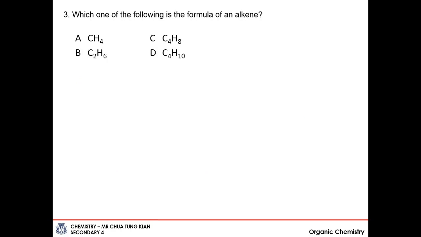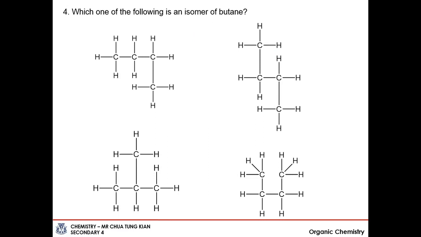Which one of the following is the formula of an alkene? CnH2n is the general formula. So if we look around, we only have one, and that is compound C, C4H8. Question number 4. Which one of the following is an isomer of butane? Butane, ANE, alkane. So it's CnH2n plus 2. So this is actually C4H10.